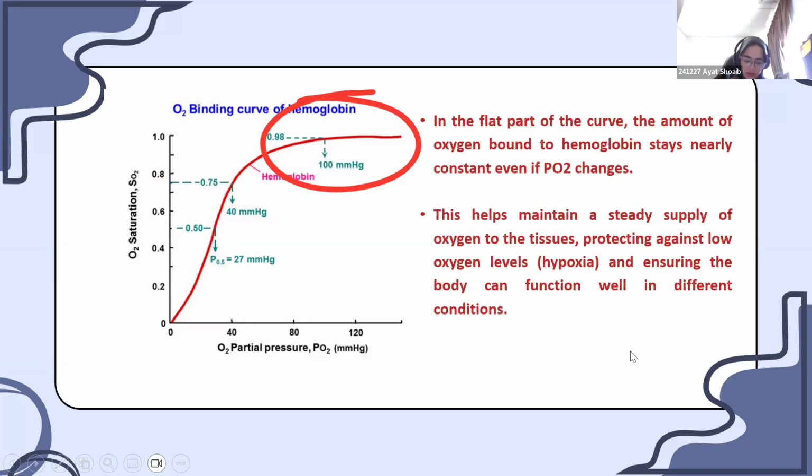In the flat part of the curve, the amount of oxygen bound to hemoglobin stays nearly constant, even if PO2 changes. We can see that if the PO2 is changing in this part, it's still flat, right? So this helps maintain a steady supply of oxygen to the tissues, and this helps us protect against hypoxia and ensures that the body can function well in different conditions. Because if this part is damaged, then you don't really have 100% saturation, especially in the lungs, and then you don't really get enough oxygen to other parts of your body, and that can cause low oxygen levels.